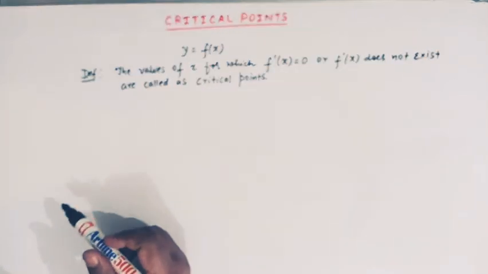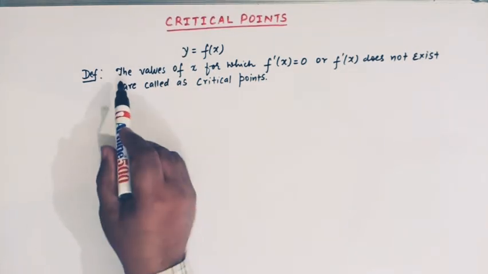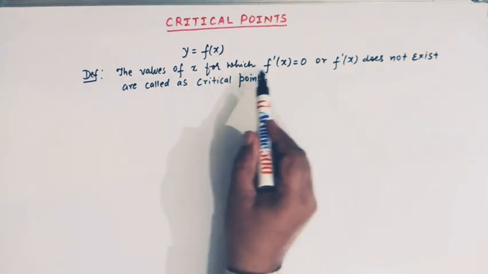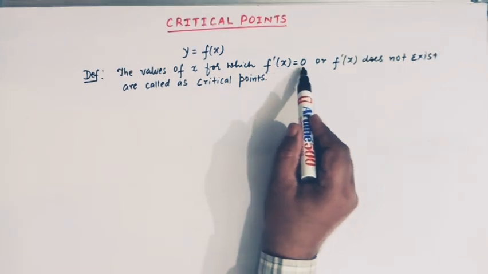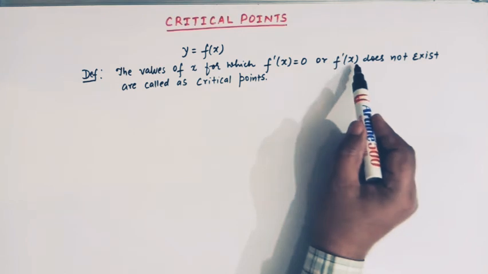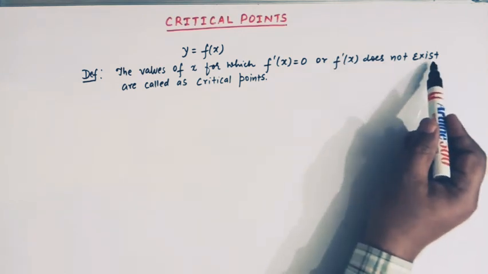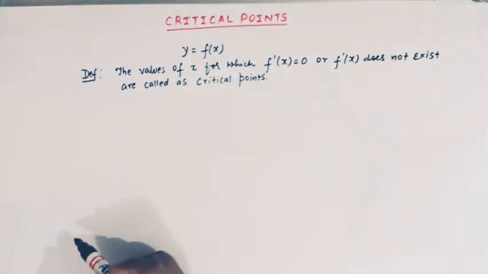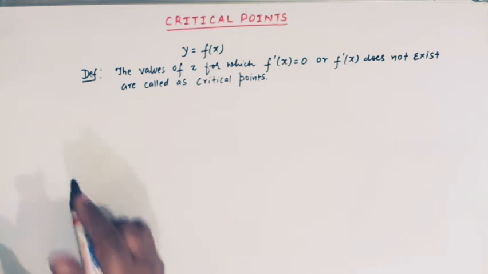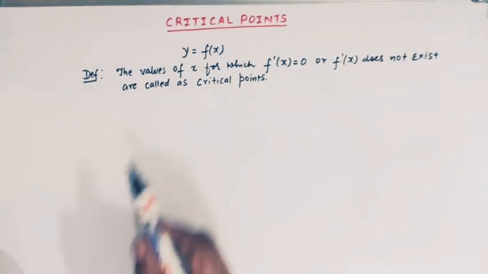Now the definition of critical points is the values of x for which f prime of x equal to 0 or f prime of x does not exist are called as critical points. So let us first of all elaborate the definition of critical points.